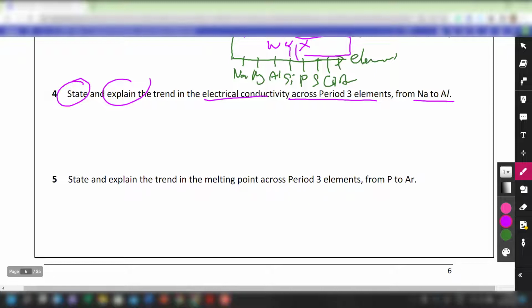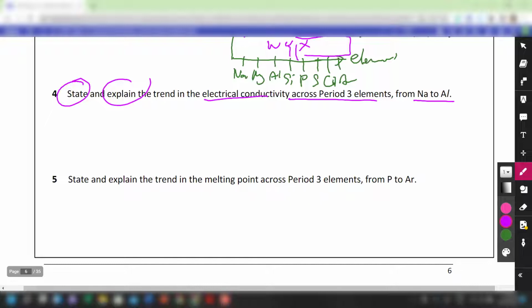So for sodium, there is 1 valence electron, magnesium 2, aluminium 3. So the number of valence electrons being contributed to the sea of delocalized electrons increases from sodium to magnesium to aluminium. So therefore, I would expect the electrical conductivity to increase in that particular order. Yeah, but it is not a linear increase.